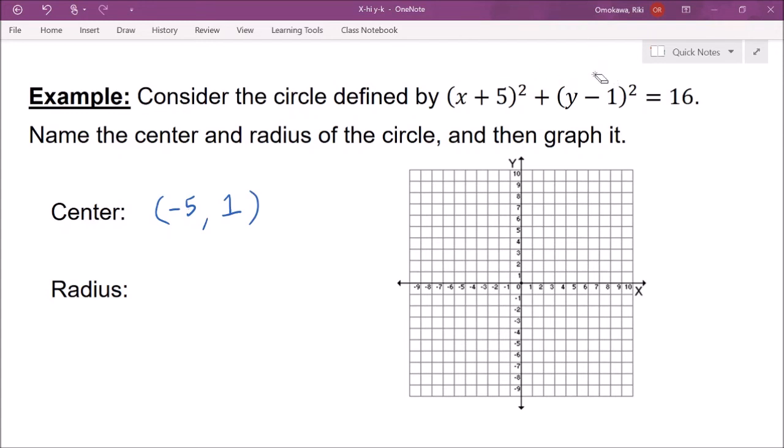What about the radius? So in the equation it says 16, but note that that is not actually the radius. 16 is not the radius.